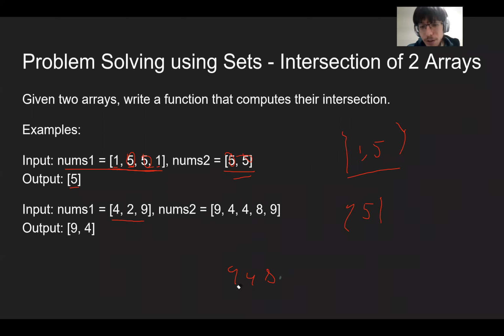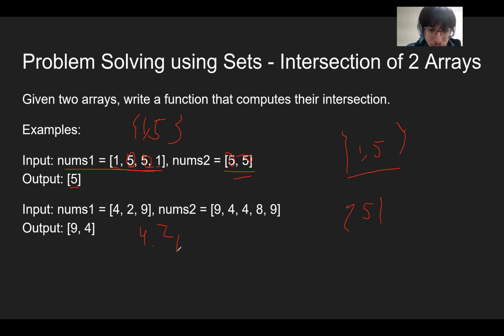And the way we're going to do this is we're just going to make a set for the first array. So in this example, input 1, we're going to make a set of 1 and 5. And in this lower example, we're going to make a set of 4, 2, and 9.